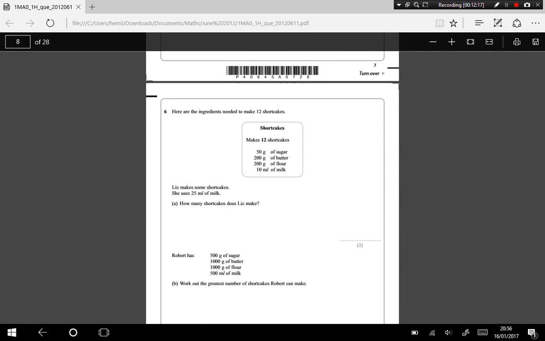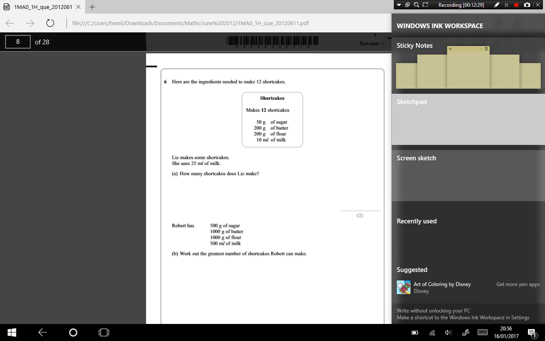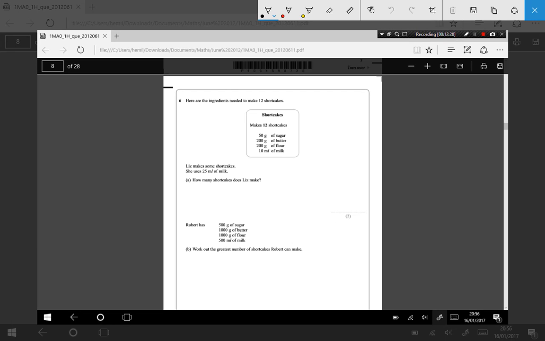And now, time to head to question 6. Here are the ingredients needed to make 12 shortcakes. Liz makes some shortcakes, uses 25 ml of milk. How many shortcakes does Liz make? So simply, for this question, all we have to do is use simple scale factor skills. So 25 ml of milk, so 25 divided by the original amount which we used, which was 10. So it's a 2.5 scale factor, and then times that by 12. If you times that by 12, you get 30. I've done this in my head, so just do 12 times 2 and 12 times 0.5 and add them together, so you get 30.